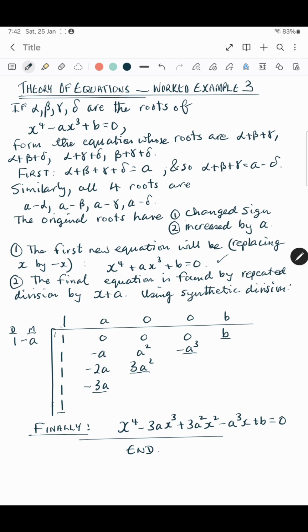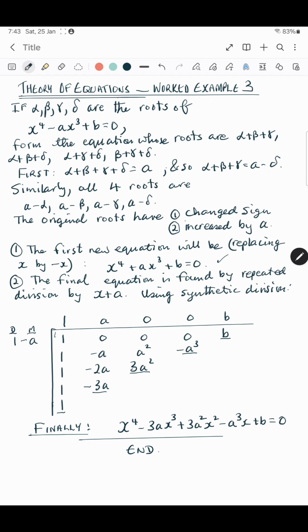So 1 into 1 goes once. Now we let the multiplier do its job. 1 times minus a is minus a. Added on to a is 0. Minus a times 0 is 0. Added on to 0 is still 0. 0 times minus a is 0. Added on to 0 is still 0. And minus a times 0 is 0. Added on to b is b. And then the b will be the constant term, which I've underlined.